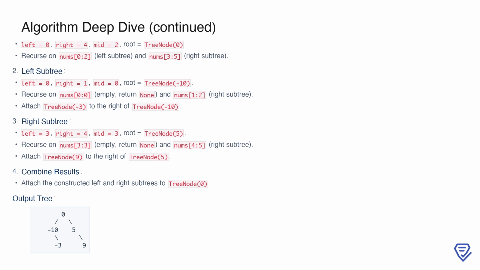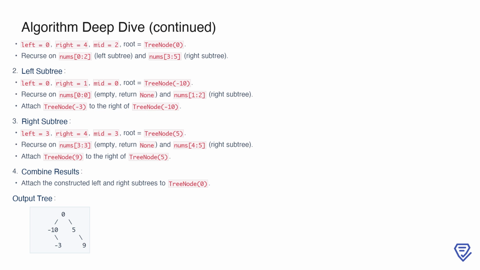For the left subtree, we focus on the subarray -10, -3. The middle element here is -10, which becomes the root of the left subtree. Since there are no elements left on its left, the left child is None. The right child is derived from the remaining element, -3. For the right subtree, we focus on the subarray 5, 9. The middle element, 5, becomes the root of the right subtree, with its right child being 9 and no elements on the left. Finally, we attach the constructed left and right subtrees to the root node 0.